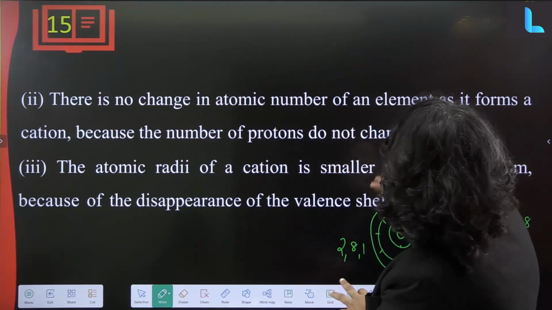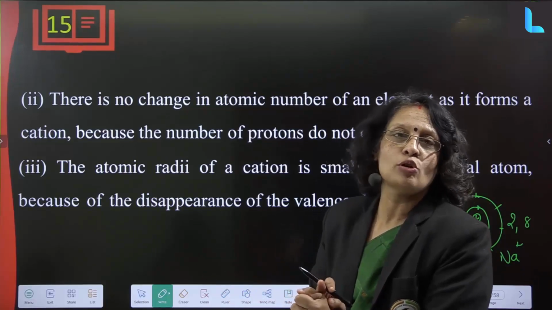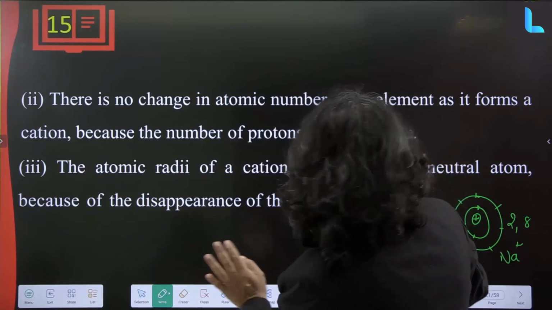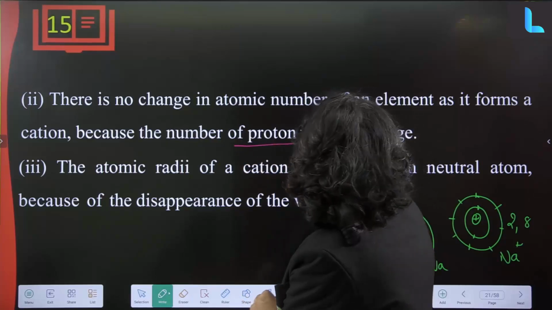There is no change in the atomic number of an element. After giving this, the atomic number will not change after loss of an electron. Why? Because the number of protons is the same. Protons do not come out of the nucleus, so the number of protons does not change.